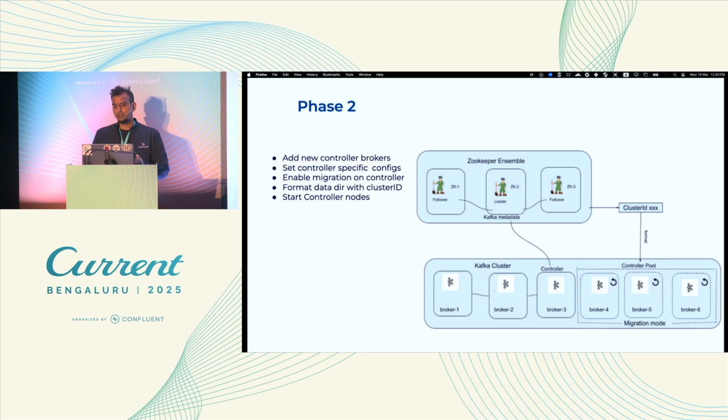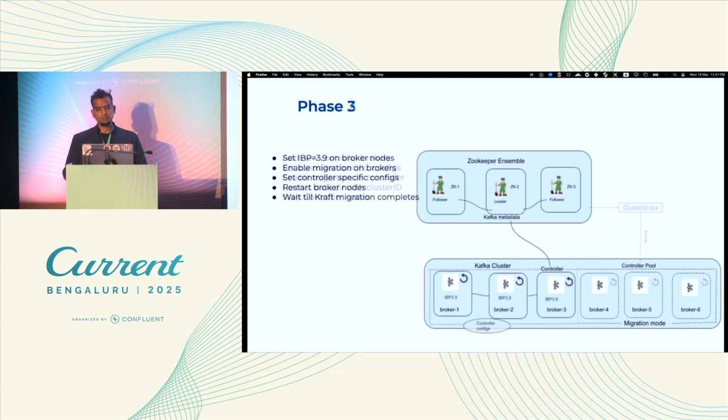So in phase 2, you're bringing up the controller brokers. You're setting controller-specific configs. You're enabling migration, which is specific to Zookeeper to KRaft migration. And then you need to format the data directory on the controller nodes using the cluster ID that you get from the Zookeeper cluster. Then you start the controller nodes. So at the end of this phase, the controller will connect to Zookeeper and fetch the metadata.